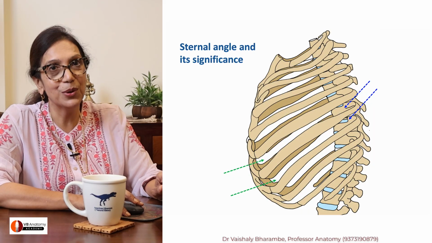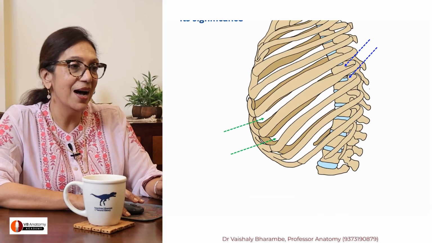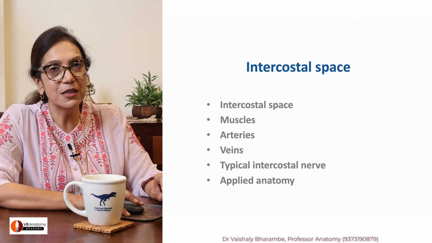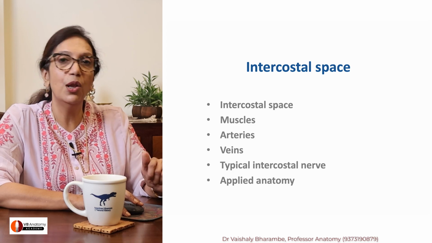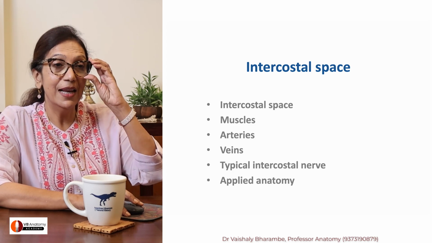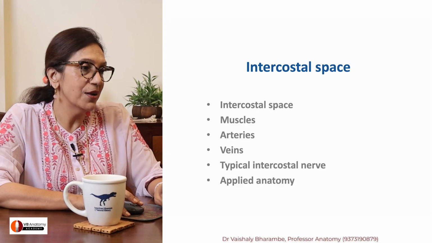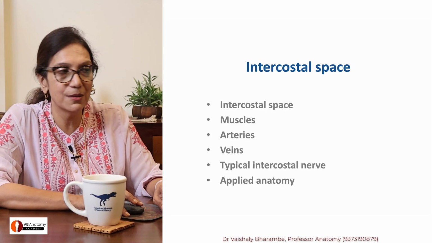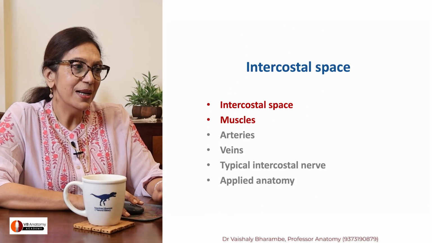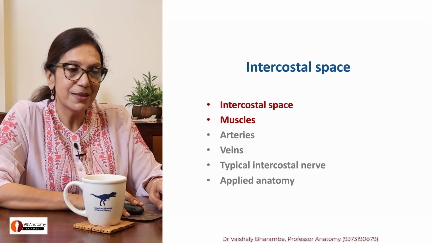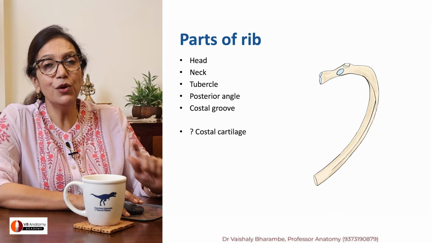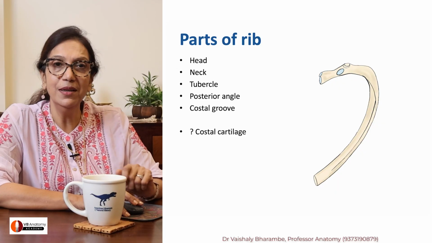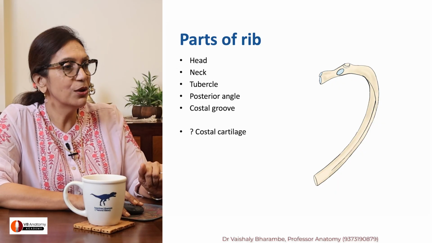Obviously, the topic for today we are going into are the intercostal spaces. Each intercostal space will be discussed now along with the muscles. Later on, we will also be talking about arteries, veins and nerves in the intercostal space along with applied anatomy. So let's talk about intercostal space and muscles. For that, I want you to first understand a few points about the rib. Come, focus on the screen.